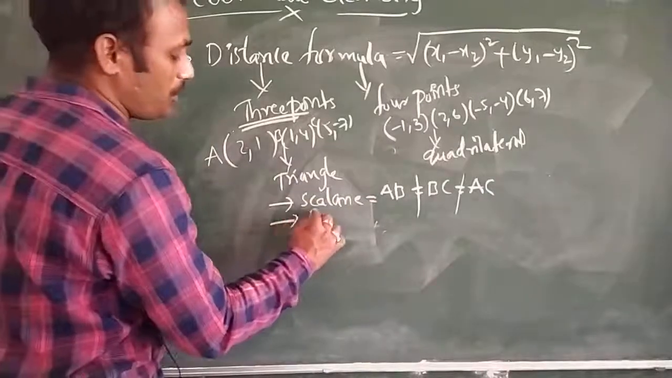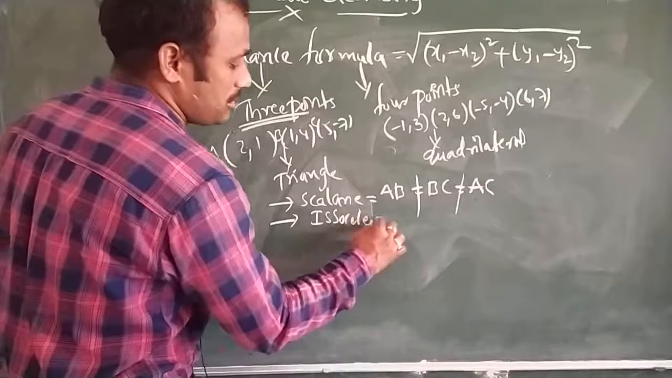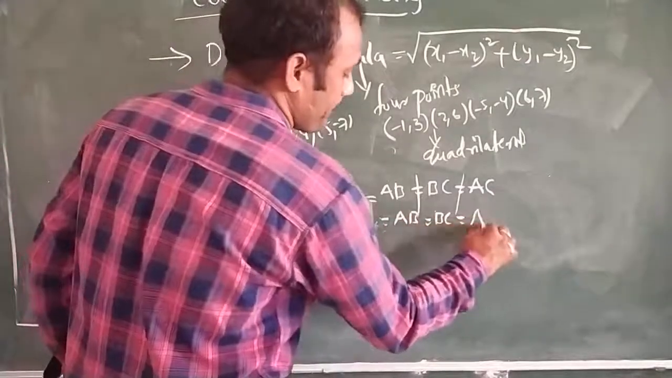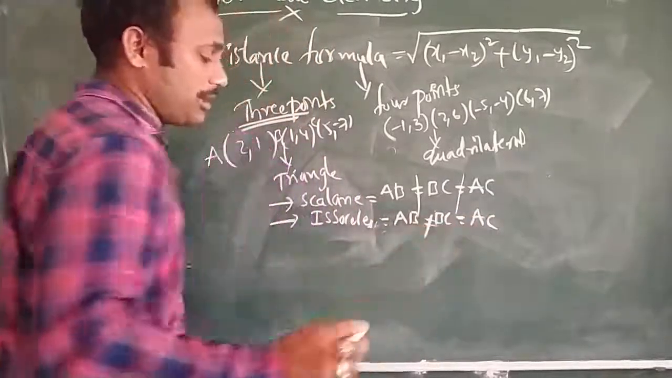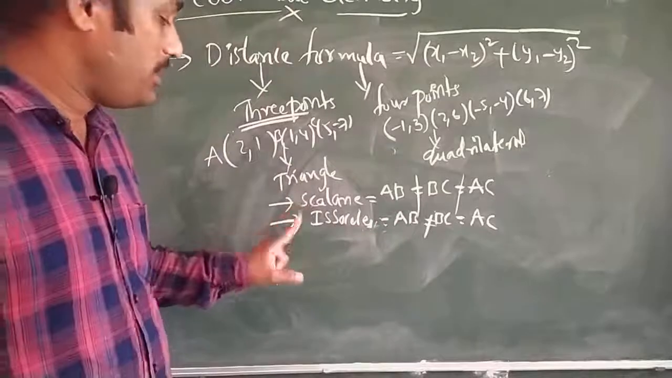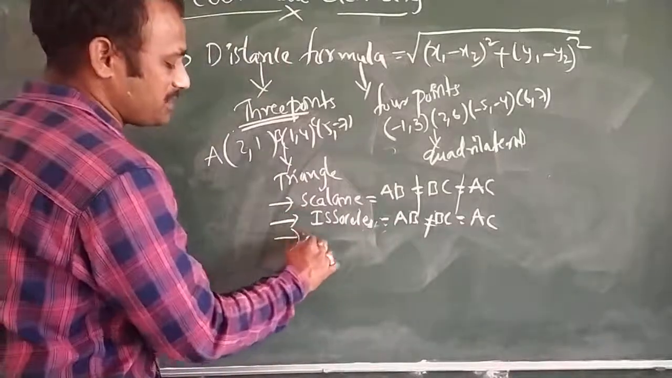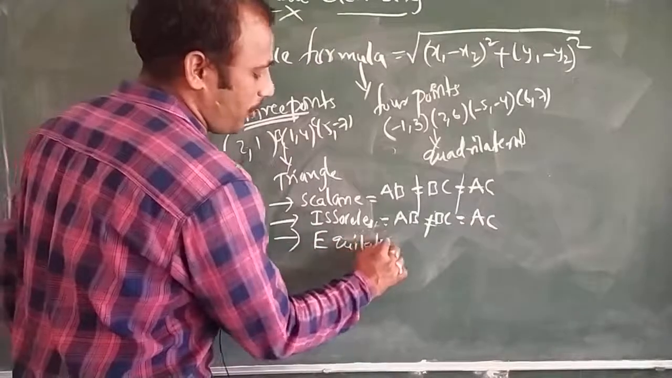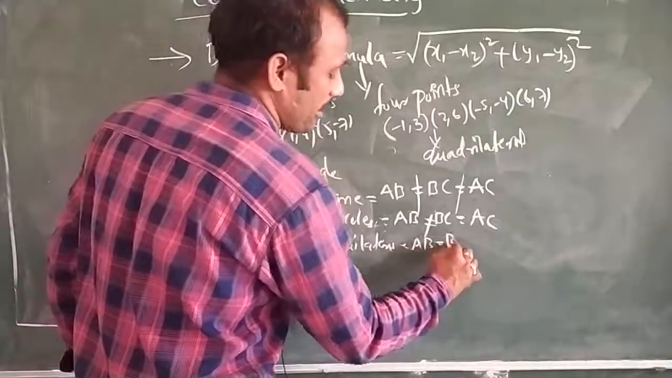If I am getting only 2 sides equal, say BC is equal to AC, 2 sides equal and the third side is not equal, then I have to call it an isosceles triangle. If all the 3 sides are equal, I have to call it an equilateral triangle.